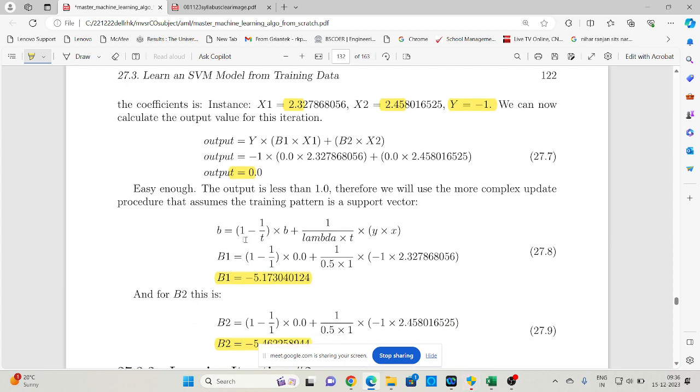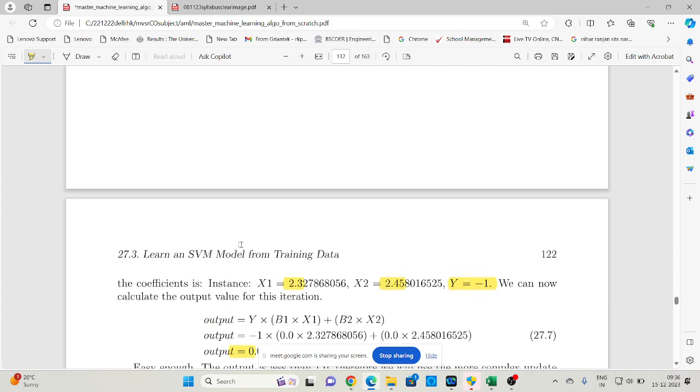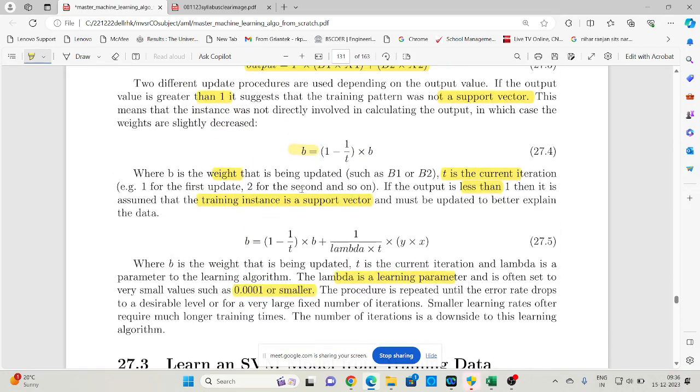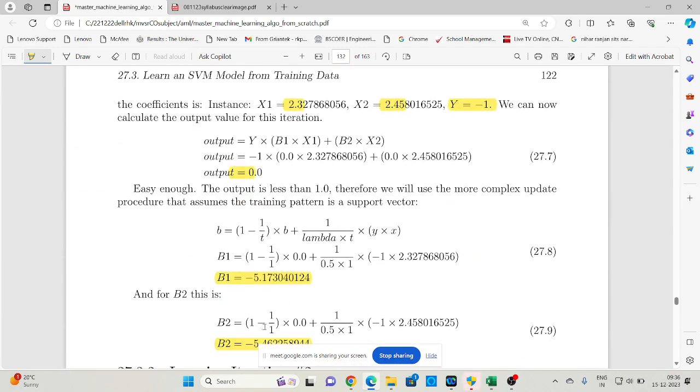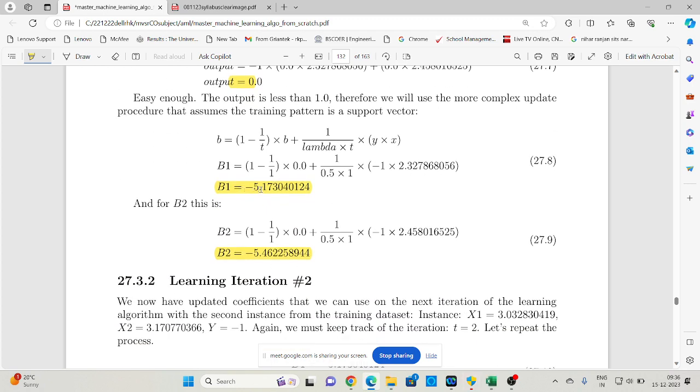As the output is less than 1, we'll use the formula we already decided on: greater than 1, use one formula; less than 1, use the other. We'll use this formula, and we have kept the value of lambda as 0.5. Using it, we get the values of B1 and B2 as minus 5.17 and minus 5.46 respectively. So our first iteration is over.